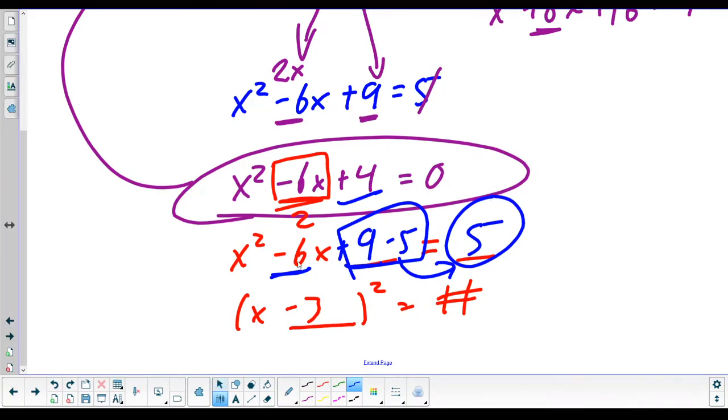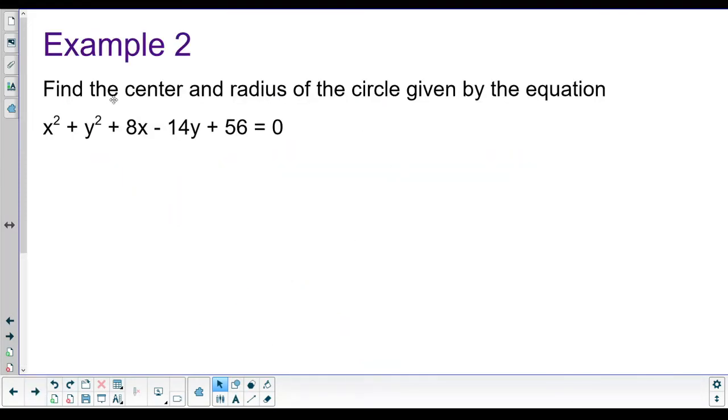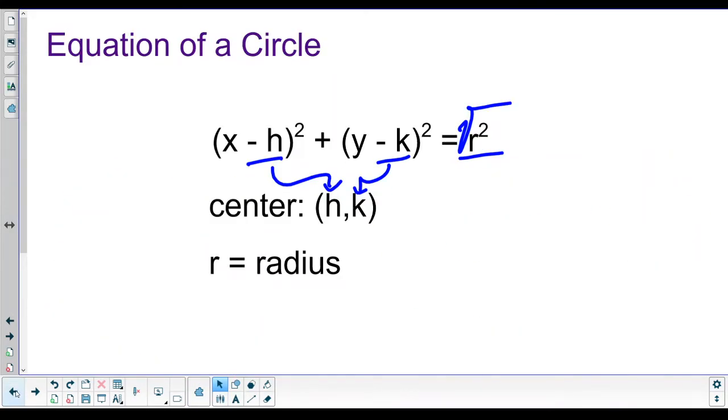All right, so let's go look at an actual example of this, and then we'll see how you're doing. So here's the complicated circle question. It says, find the center and the radius of the circle given by this equation here. All right. So we have x squared plus y squared plus 8x minus 14y plus 56 equals 0. We need to turn this back into (x minus h) squared plus (y minus k) squared equals r squared.